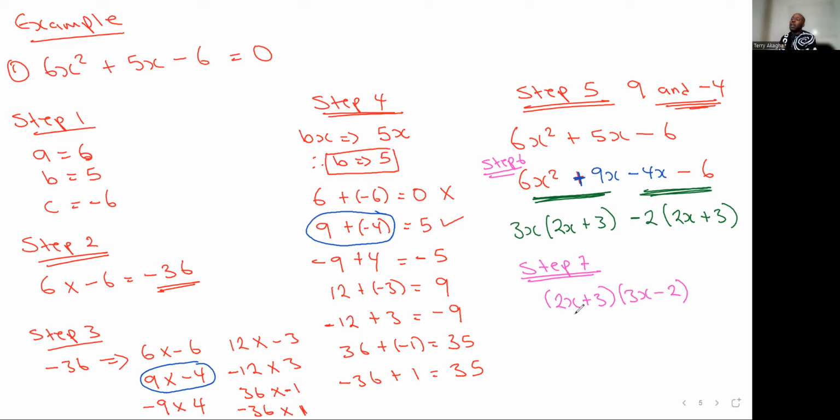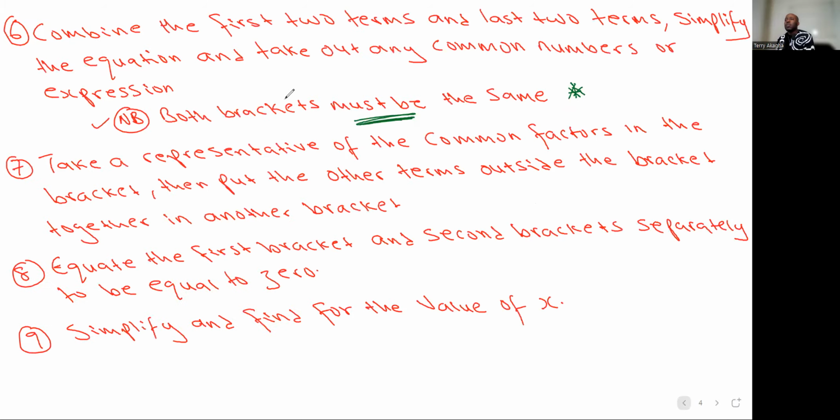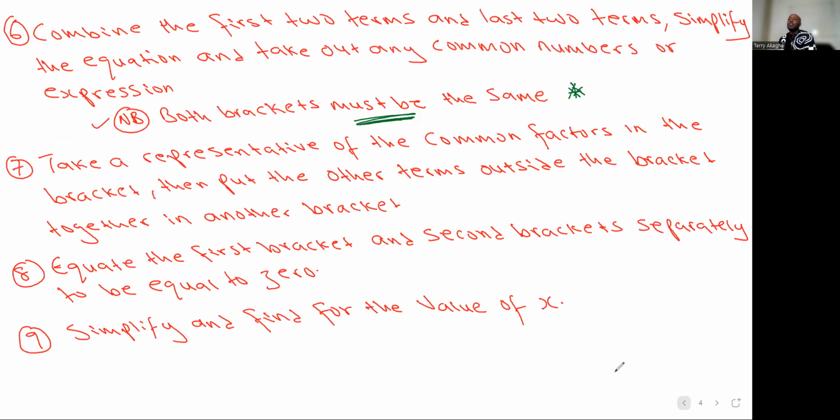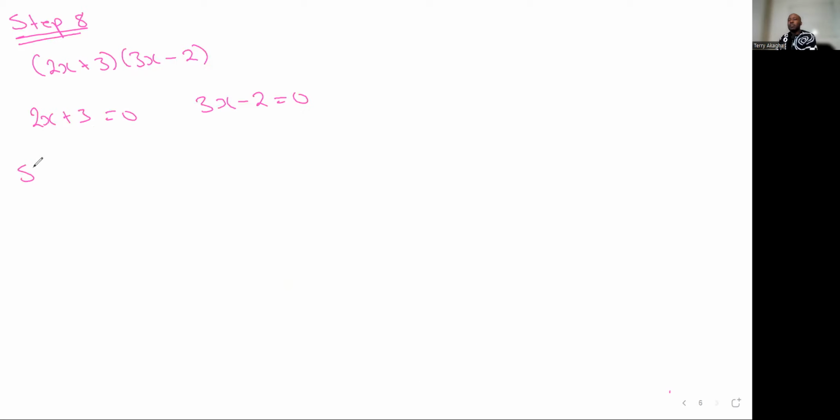All right? So we're going to have 2x plus 3, 3x minus 2. Now what do we do? Step 8 says equate the first bracket and the second bracket separately to be equal to 0. So we equate the first bracket, which is 2x plus 3, to be equal to 0. We equate the second bracket, which is 3x minus 2, to be equal to 0. Then what does step 9 say? Then simplify and find the value of x.